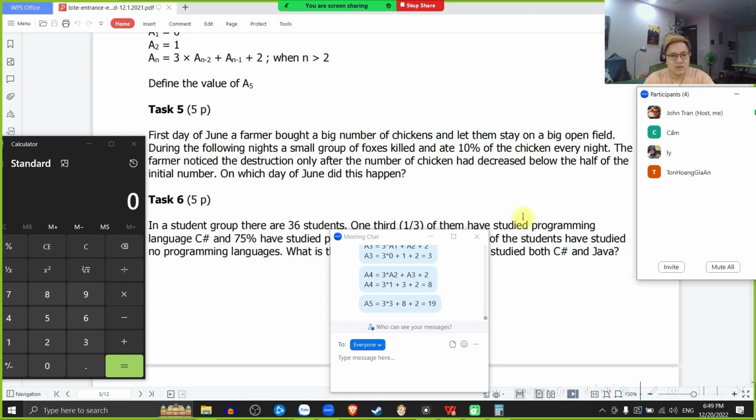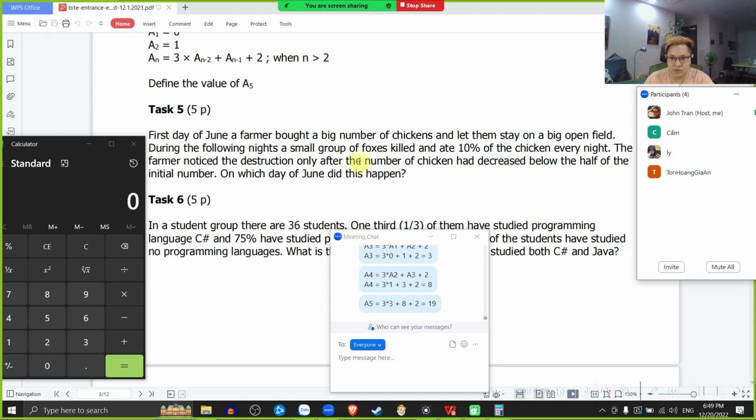During the following nights, trong những cái đêm sau đó, một nhóm cáo đã giết và ăn 10% những con gà mỗi đêm. The farmer noticed the destruction. Ông farmer này chỉ nhận được cái sự phá hủy này sau khi cái số lượng gà đã giảm dưới một nửa cái số ban đầu. Thì hỏi ở cái ngày nào tháng 6 điều này diễn ra. So on which day of June did he notice this?